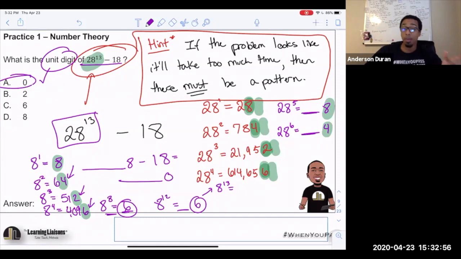Like if you had powers of 5, that's a really easy one because it always stays 5. Think about it. 5 times 5 is 25. 25 times 5, 125. Things ending in 1 always end in 1 because 1 times 1 will always be 1. 2 will repeat every 4 because it goes 2, then 4, then 8, then 6, then 2, then 4, then 8.